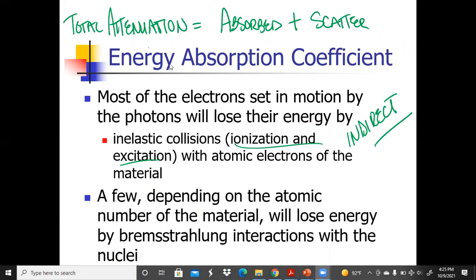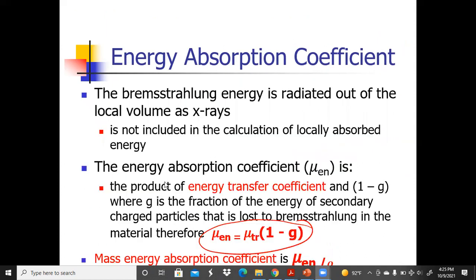So total attenuation is going to be absorbed plus scatter. Most of the electrons set in motion by the photons will lose their energy by inelastic collisions, so ionization and excitation with atomic electrons of the material. In other words, we're looking at something that's indirect. A few, depending on the atomic number of the material, will lose its energy by Bremsstrahlung interactions with the nuclei. The Bremsstrahlung energy is going to be radiated out of the local volume as X-rays, and it's not included in the calculation of locally absorbed energy.